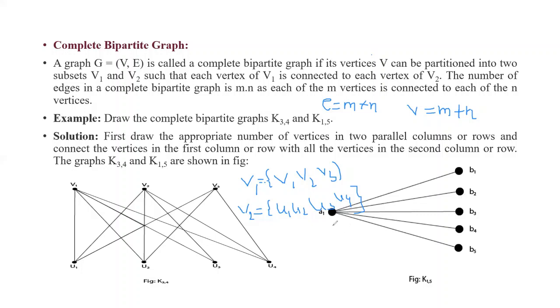In the second example, V1 contains only one vertex, A1, and V2 contains B1, B2, B3, B4 and B5. Every vertex of V1 is connected to every vertex of V2. So A1 is connected to B1, B2, B3, B4 and B5. This is the complete bipartite graph K1,5. The number of vertices is 6 and the number of edges is 1 into 5, that is 5: 1, 2, 3, 4, 5. So the number of edges is 5. So this is your complete bipartite graph.